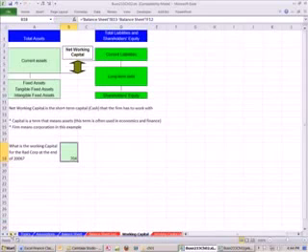Now, let's go over to a different sheet. I'm going to jump to the sheet. Where is it? I can't see it. I'm using my little arrows over here to see where it is. Oh, there it is. It's right there.